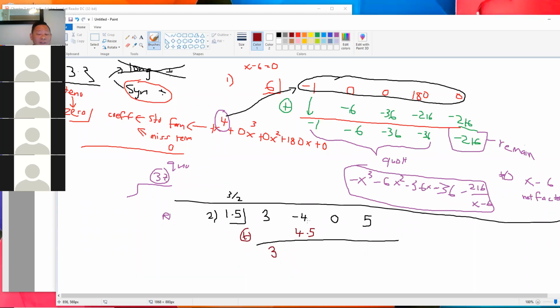So what do you get when you take -4 plus 4.5? 0.5. And you repeat, right? What is 0.5 times 1.5? Use your calculator, don't ask me. 0.75. 0.75, and you add it with 0, you get what? 0.75. And then multiply this again with 1.5. 1.125. 1.125, and add this again.